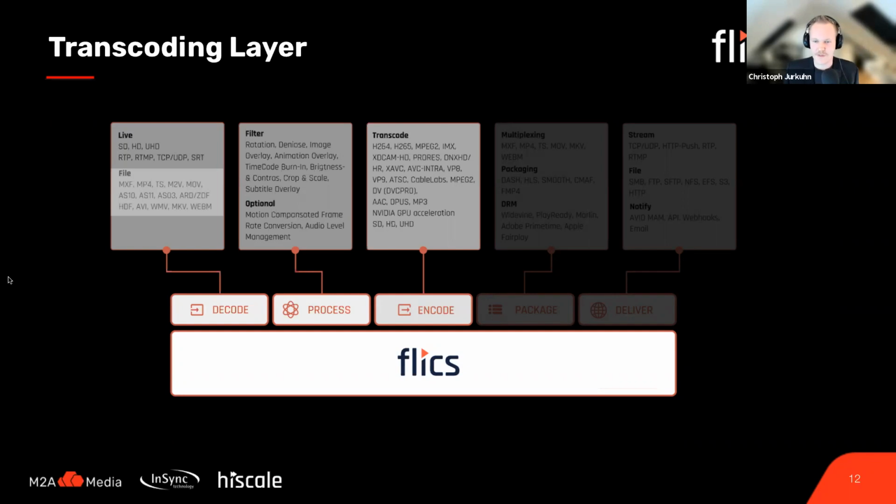And in particular, with the live use case, it starts with decoding. So you read in the IP-based source in this case. And then you can do optional processing on the raw images that you have, which could be things like overlays, or also more complicated tasks like motion compensated frame rate conversion. And then you have the encoding step, which is then writing the desired codec and format and streaming that out. So now we can move on to the next slide.